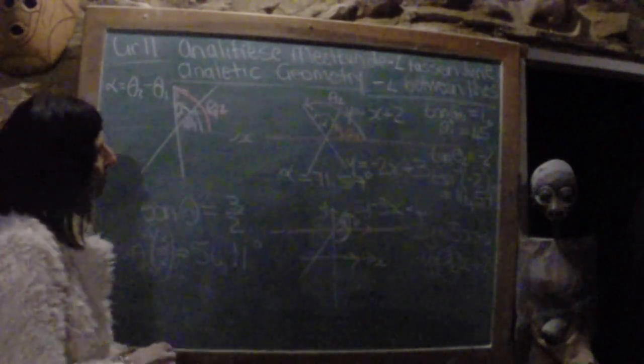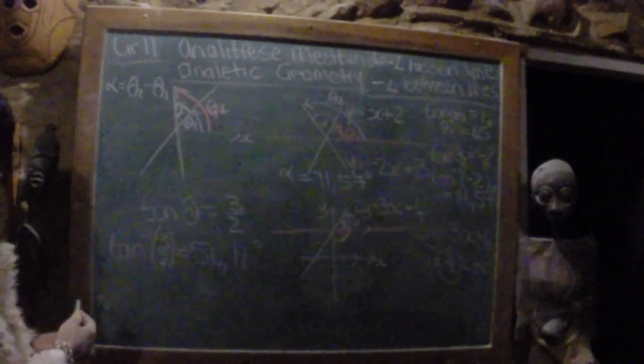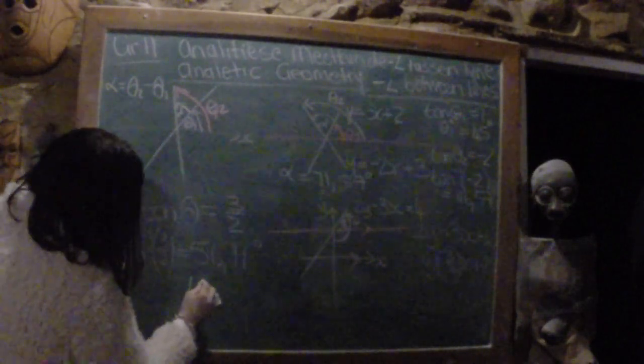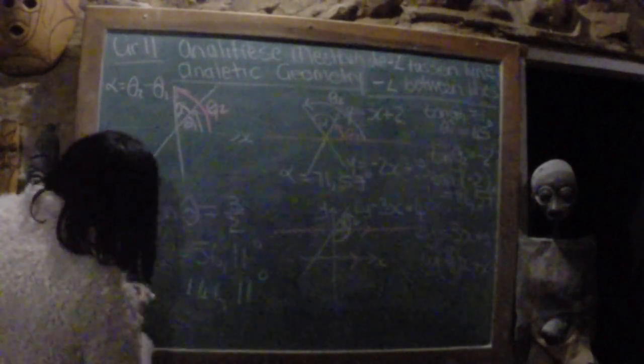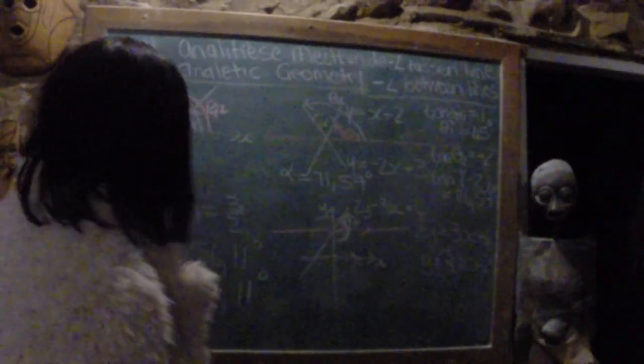So wat moet ek doen om alfa te kry? Ek moet 'n 90 grade daar gaan bytel en wanneer ek 'n 90 grade daar bytel, dan kry ek 146,11 grade and that's the value of alpha that's being asked.